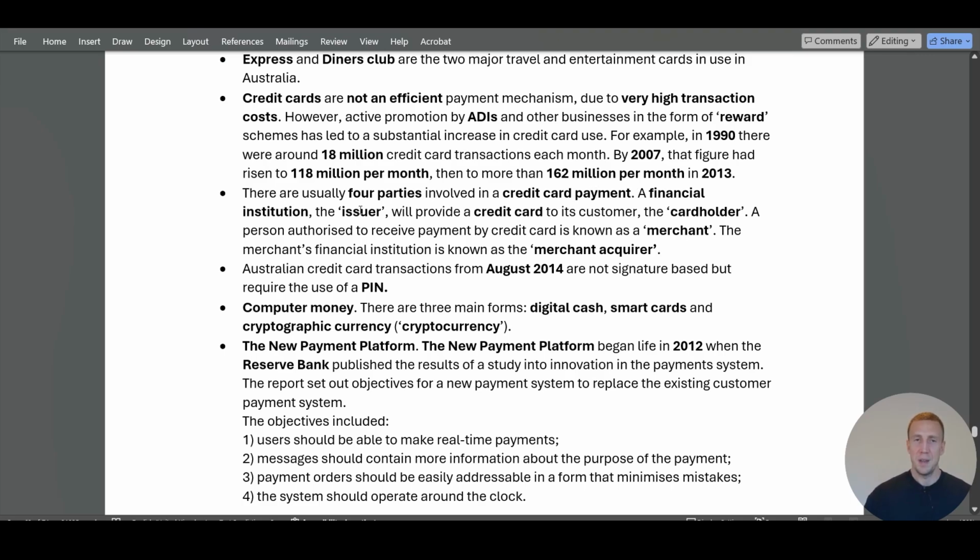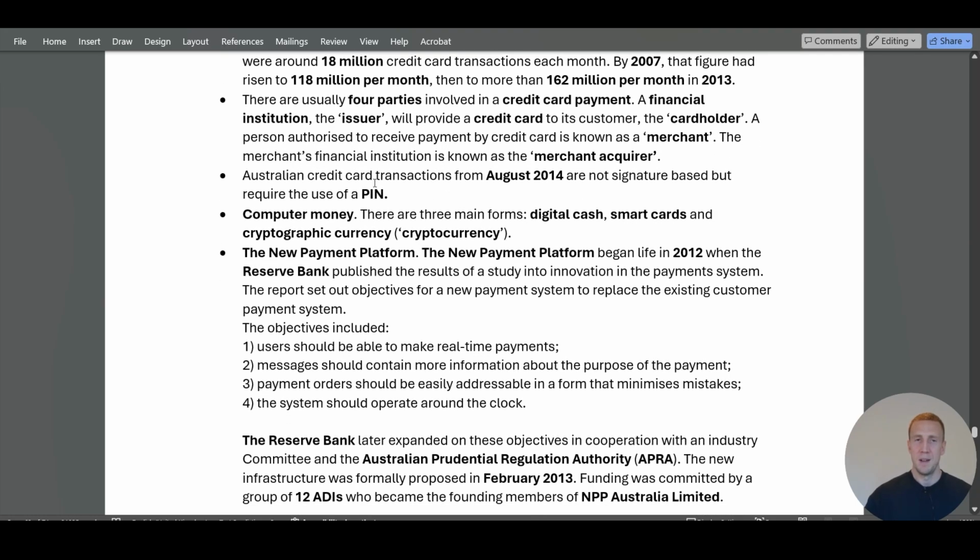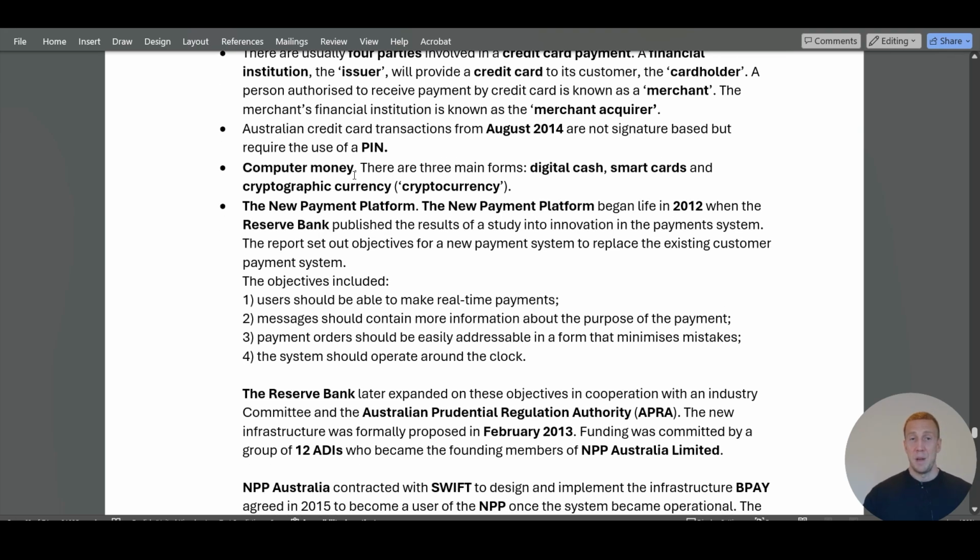A financial institution, the issuer, will provide a credit card to its customer, the cardholder. A person authorized to receive payment by credit card is known as the merchant. The merchant's financial institution is known as the merchant acquirer. So Australian credit card transactions from August 2014 are not signature-based, but require the use of a PIN. We have computer money. There are three main forms: digital cash, smart cards, and cryptographic currency, referred to as cryptocurrency.